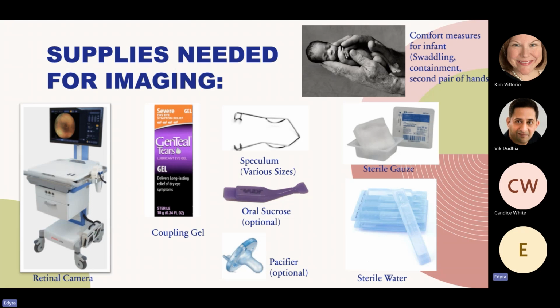You're going to want to have speculums of various sizes, and we're going to go over that in a little bit. And then comfort measures for your babies. Not every baby is able to have sucrose or a pacifier, but if they are, those are wonderful tools to have on hand. You'll also want some gauze and some sterile water for cleanup. Comfort measures are so important when you're doing these exams. I always recommend a second pair of hands. I never recommend screening on your own for neonates because they are wiggly, so you want a second pair of hands for containment. Honestly, sometimes even a third or fourth pair of hands, depending on the patient's circumstances and how squirmy the patient is. You could also consider any swaddling or containment devices that you might have on the unit.